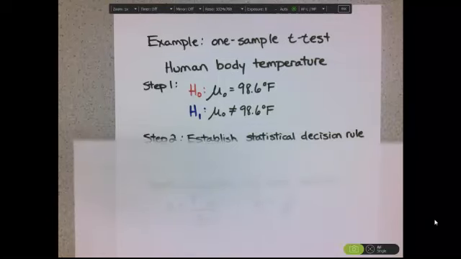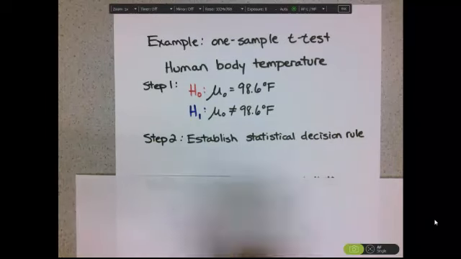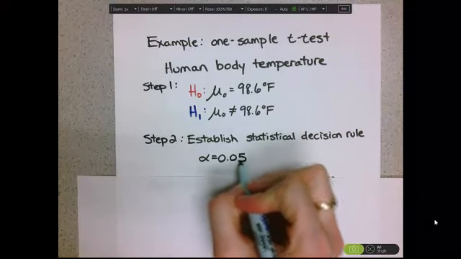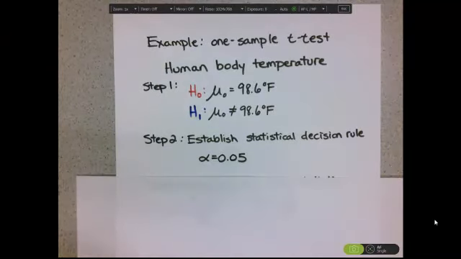Our second step is to establish a statistical decision rule, and that's setting our alpha rate. We want to do this before we look at the data so that we make sure that we're not being biased in any way. The typical alpha value is 0.05, which means that we're willing to accept a 5% chance that we may say the null hypothesis is rejected, but it was actually true.